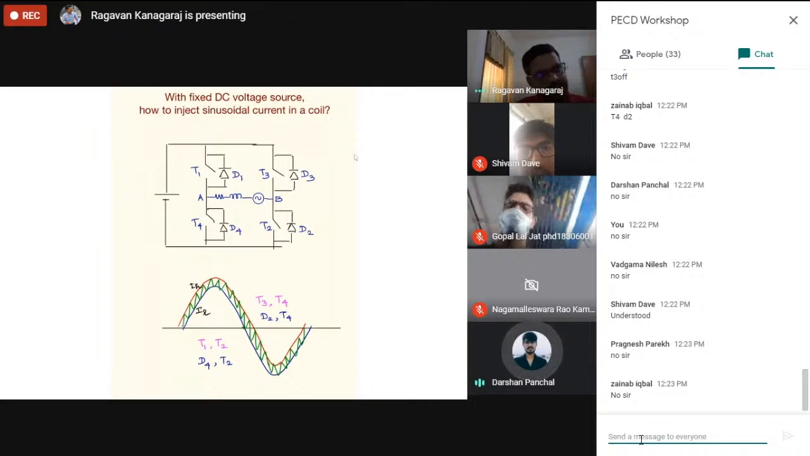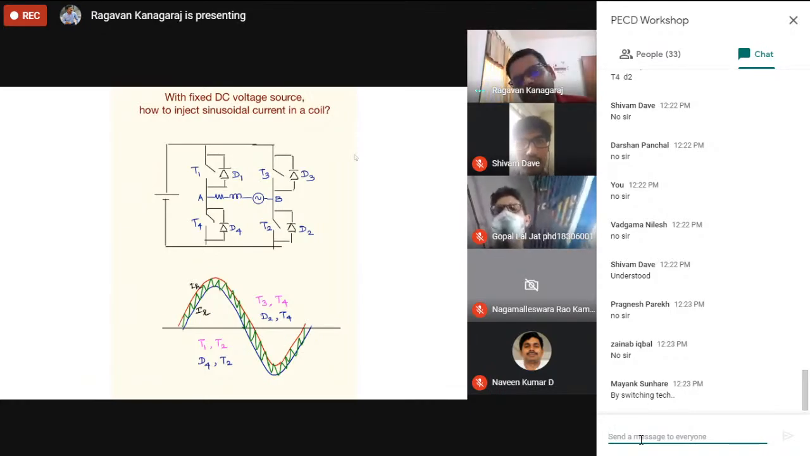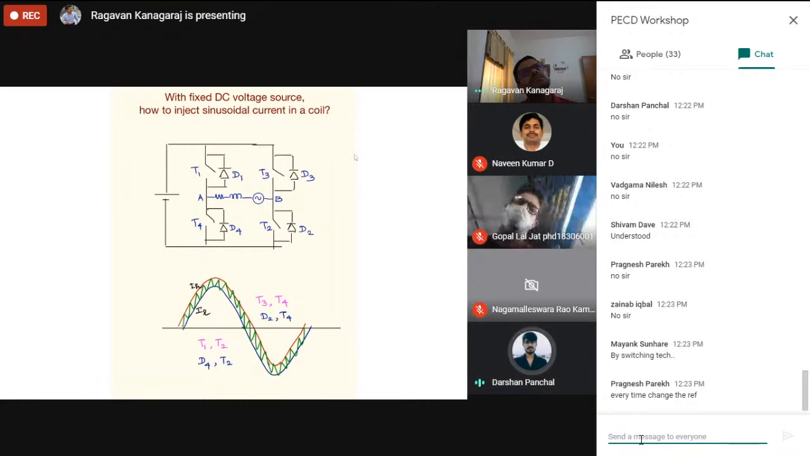In the positive direction of the current, we will control the switching action of T1 and continuously control T2. Whenever we want to reduce our current, at that time we turn off the switch T1, and the current will flow through D4 and T2.